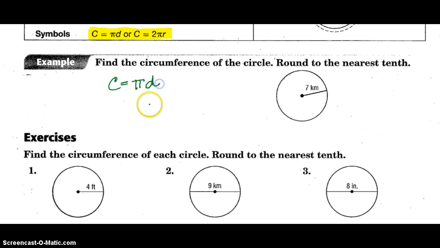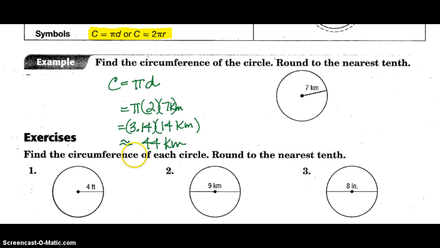So circumference equals pi times diameter, and the diameter is 2 radii. So 2 times 7, because 7 kilometers is our radius. We'll put kilometers there. And 2 times 7 is 14. And pi, they want us to use 3.14. So it's going to be 3.14 times 14 kilometers. And that's going to be approximately 44 kilometers. So that's our circumference for this circle. And that's your final answer, so you put a box or a circle around it.